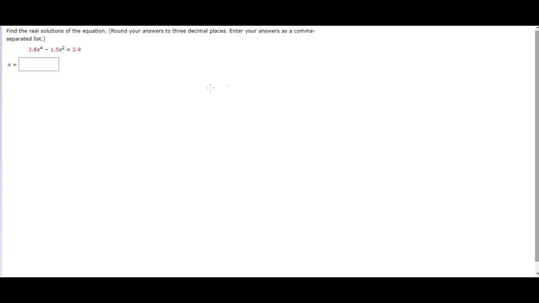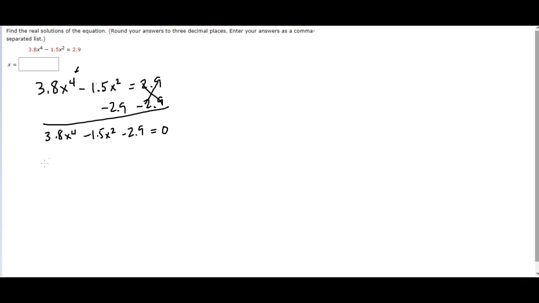We have a problem here that we're going to solve using the quadratic formula, but I hope you notice that it's not exactly like any quadratic formula problem we've worked so far, because the exponent is higher than a 2 for starters. So let's go ahead and subtract the 2.9. We know we need to get everything on one side and 0 on the other.